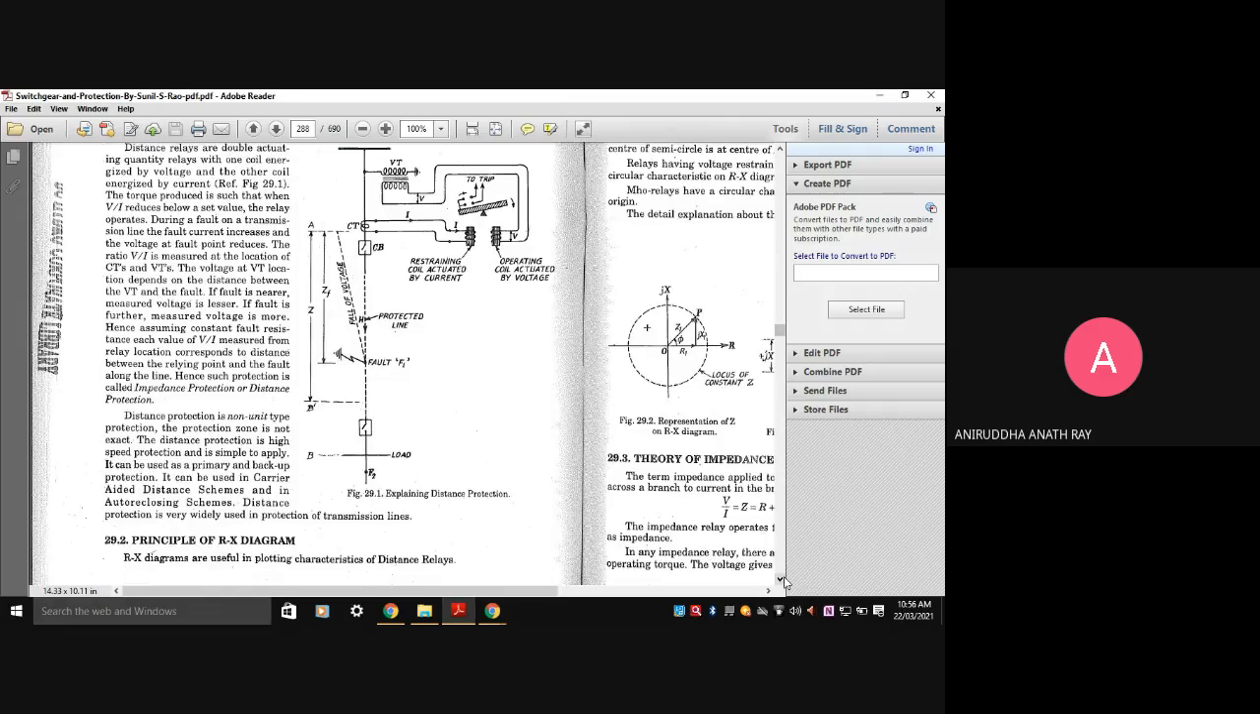Now again, distance protection is a non unit type protection. The protection zone is not exact. Distance protection is a high speed protection and is simple to apply. It can be used as a primary and backup protection. It can also be used in carrier aided distance schemes and auto reclosing schemes.